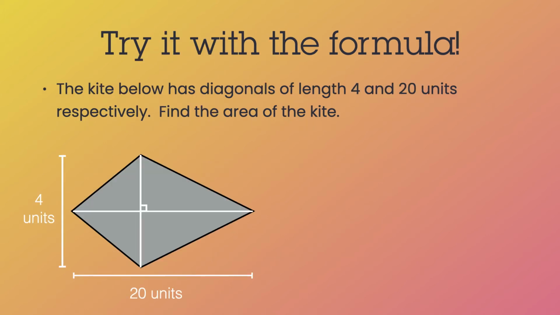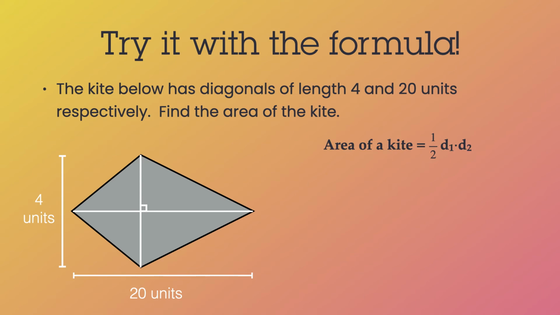Let's go ahead and try it with the formula. We won't talk about the triangles so much. We'll just say, what parts of the kite do we have? How does this fit in the formula? So the kite below has diagonals of length 4 and 20. Let's find the area. So here's our formula that we just made.